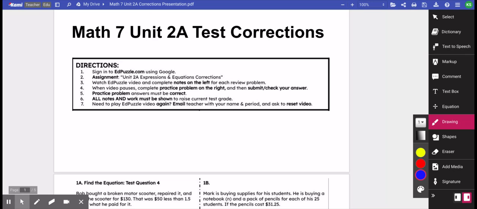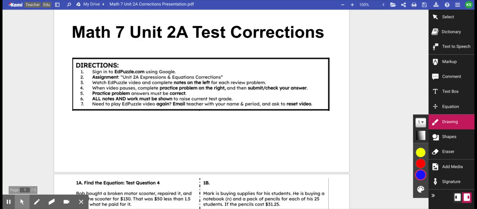Here is the video that goes along with the worksheet that is posted on Google Classroom for your Unit 2A test corrections. So the directions are the same as what we did the first time around for Unit Test 1. So you'll sign into Edpuzzle using Google. You'll do the assignment Unit 2A expressions and equations corrections video.